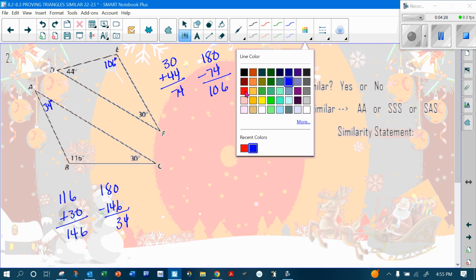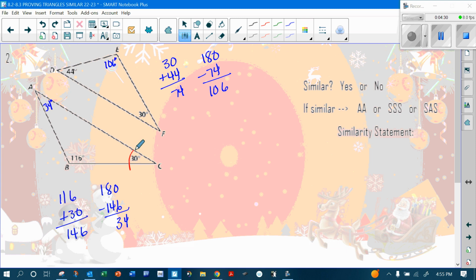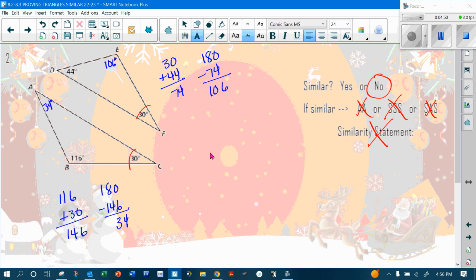So what I see when I look at these two triangles is there's one angle that's congruent. This one is congruent to this. But 116 and 106 not equal. 34 and 44 not equal. So no, these are not similar. Since they're not similar, there's no statement to be made, and there's no theorem that will apply. So all angles are not the same. So make sure you make yourself a note here: all angles are not the same.